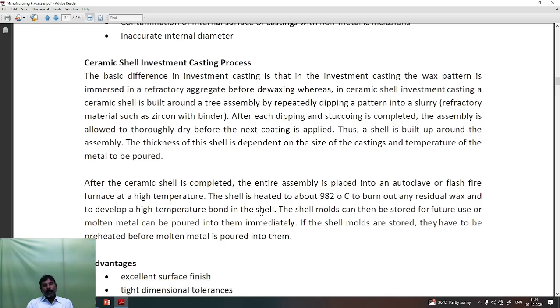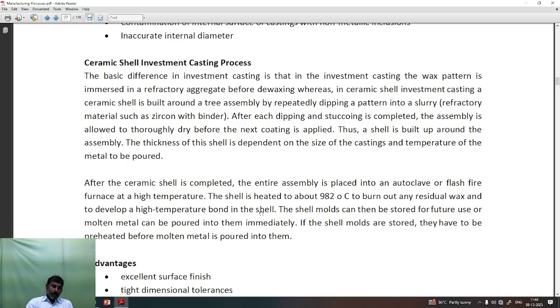Then the ceramic shell investment casting process. The basic difference is that in ceramic shell investment casting the wax pattern is invested in a refractory aggregate before dewaxing. A ceramic shell is built around the assembly by repeatedly dipping the pattern into slurry. After the ceramic shell is completed, the entire assembly is placed into a flash fire furnace at high temperature. The shell is heated to above 982 degrees Celsius.